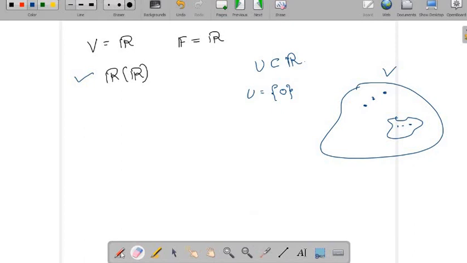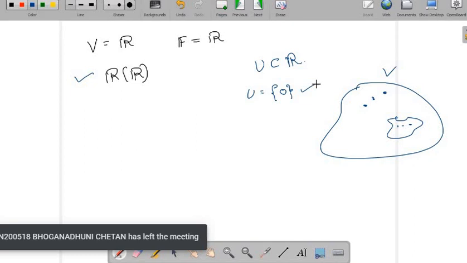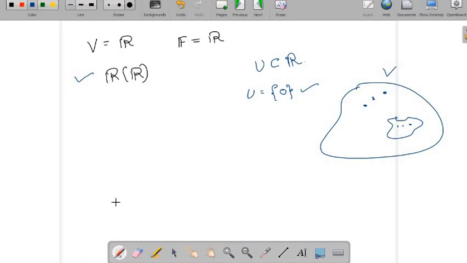All right. So now 0 is one set that becomes a vector space here. Now, are there any other vector spaces? I mean, are there any other subspaces of R, subsets of R, which become a subspace?